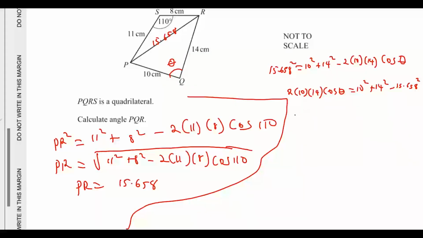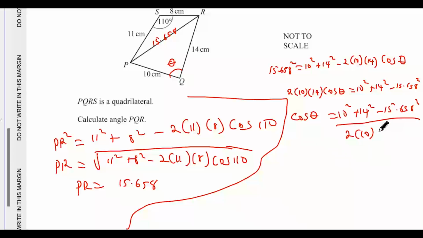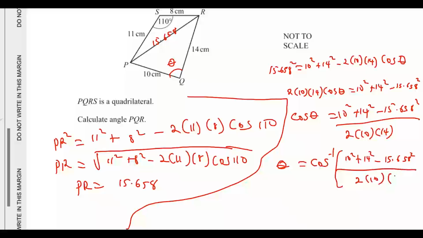To make cos theta the subject of the formula, I have to divide both sides by 2 into 10 into 14. So cos theta will be 10 squared plus 14 squared minus 15.658 squared, over 2 into 10 into 14. Then theta equals cos inverse of everything here, so 10 squared plus 14 squared minus 15.658 squared, over 2 into 10 into 14. You can input this into your calculator and you'll get your answer.